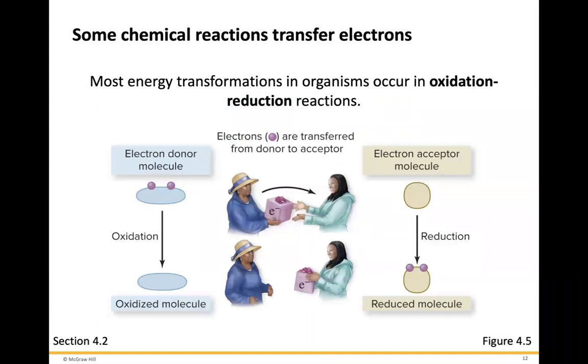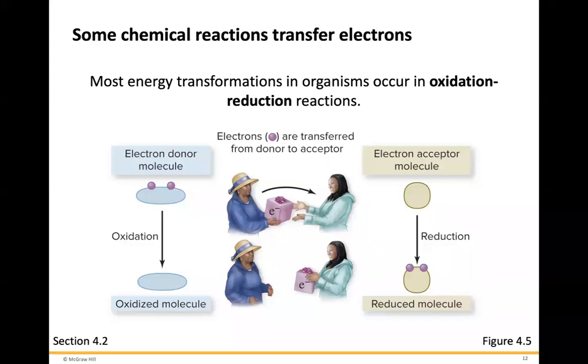Now, some chemical reactions will actually just transfer electrons. Most energy transformations in organisms occur in what we refer to as oxidation reduction reactions. Electrons are transferred from a donor to an acceptor. Within an oxidation reaction, you have an electron donor molecule, which will release electrons. When you release electrons, you release energy.